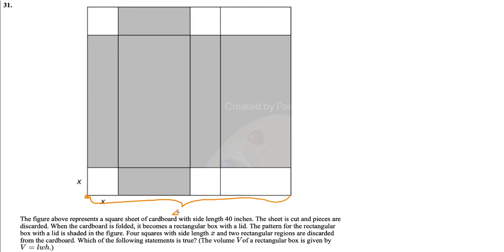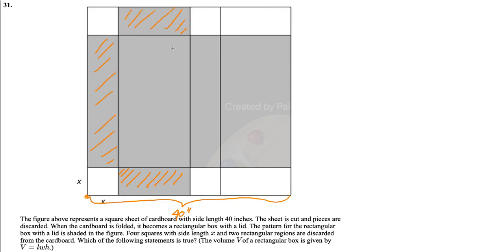So 40 inches. Then it tells you the sheet is cut and pieces are discarded. When the cardboard is folded, it becomes a rectangular box with a lid. So we should see this, that if I fold up this piece right here, and this one right here, you should start to see that I'm going to be getting a rectangular box.